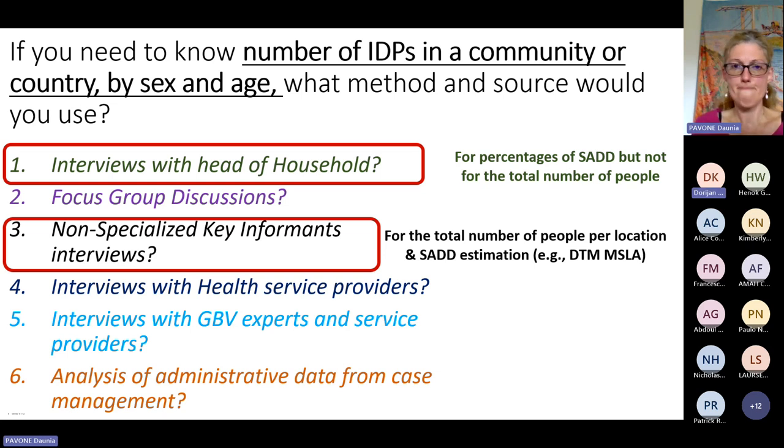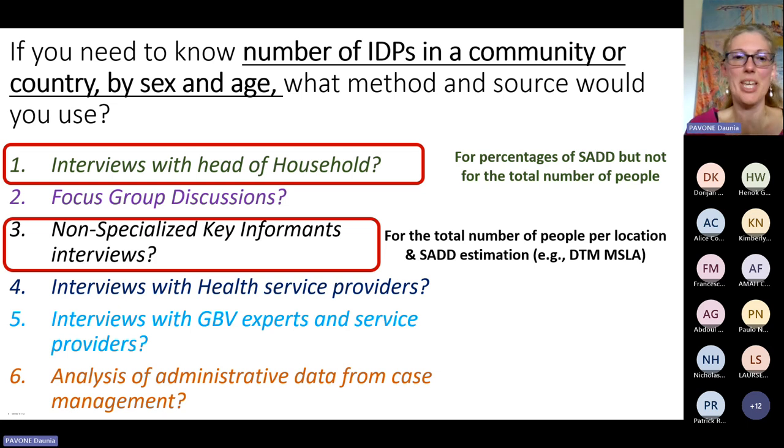Anybody else? Sooner or later, everybody goes there. 2 and 3, focus group discussion and key informant interviews. Kimberly, why key informant interviews? I thought maybe because of the type of information that they can give you relevant to the internally displaced people, like they would know more or less a bit of information that might be of use.